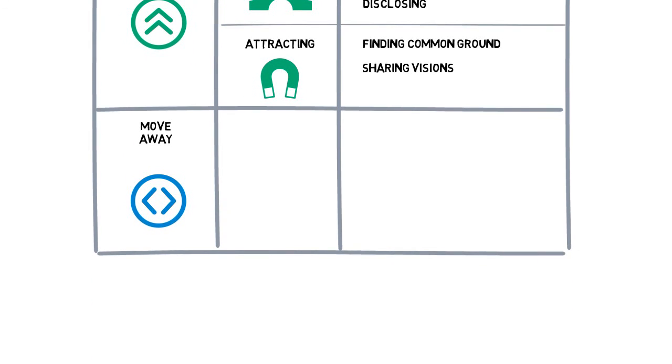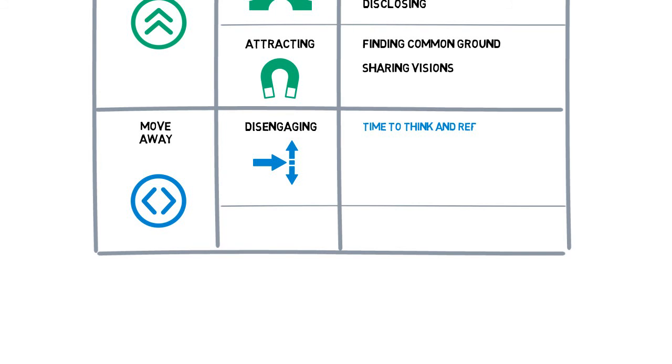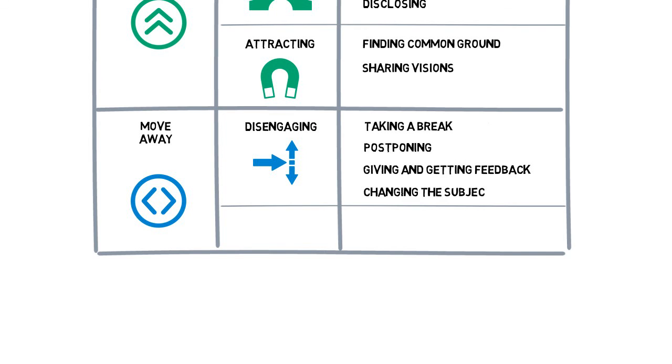When you use moving away with intent, you are disengaging. When you disengage well, you allow time for you and the other person to think and reflect so that you can proceed positively. Disengaging must be clear, intentional, temporary, and focused. There are 4 actions: taking a break, postponing, giving and getting feedback, and changing the subject.